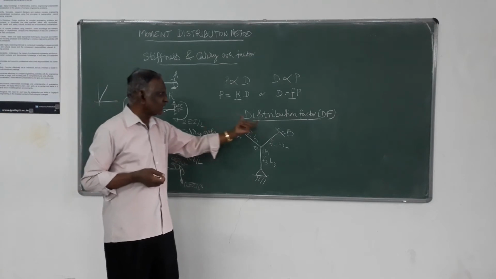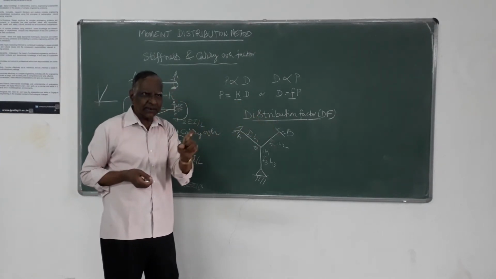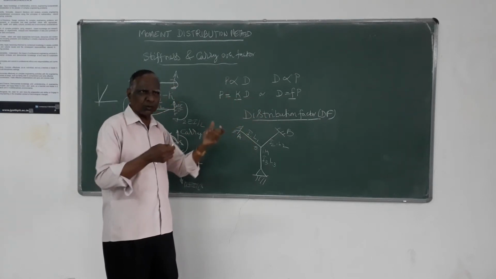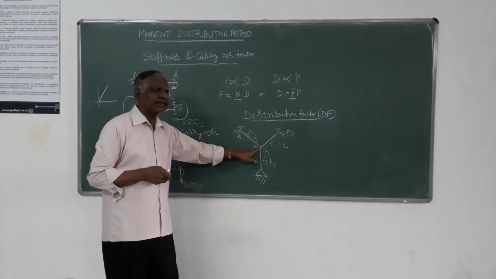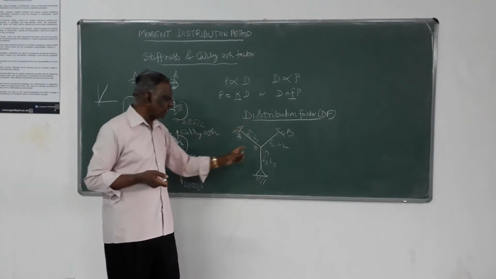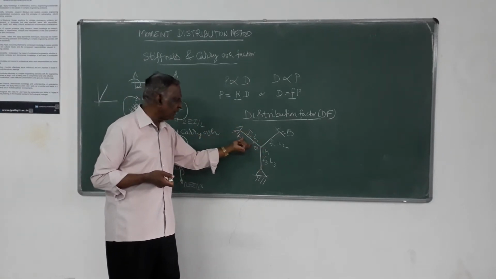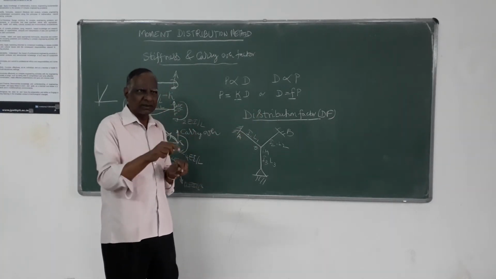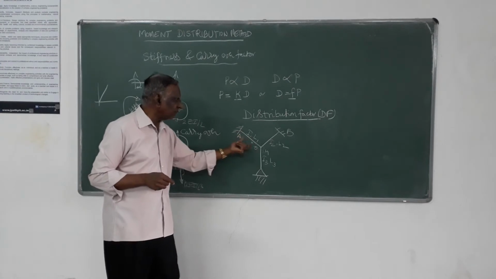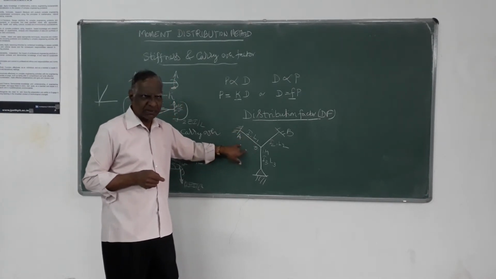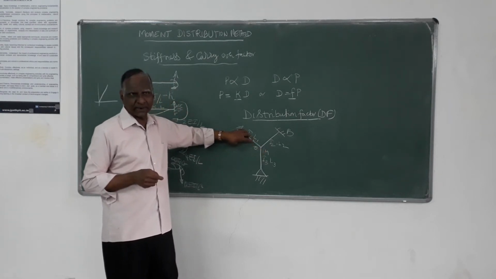Is it clear? The distribution factor is nothing but a term which determines the proportion by which a moment at a joint will be shared by a member. If M is the moment applied, and the distribution factor of the member is some value K, then K into M will be the force taken by this member. Not all of M will be taken by it.